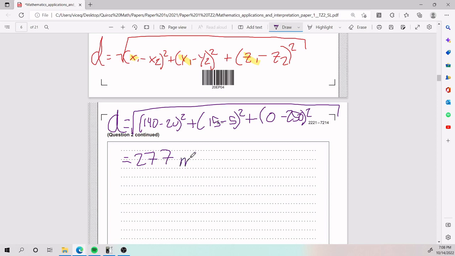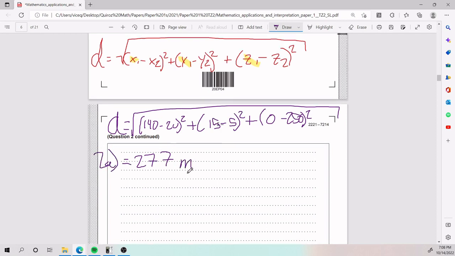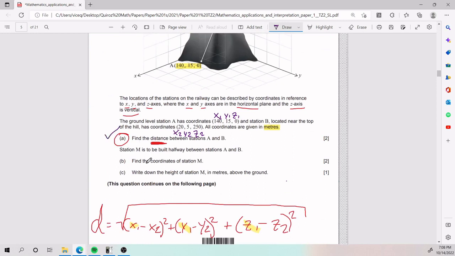277 meters. Let's not forget the units. So that is for 2 part A. All right, awesome. Then they tell us that station M is to be built halfway between stations A and B, and to find the coordinates of station M.